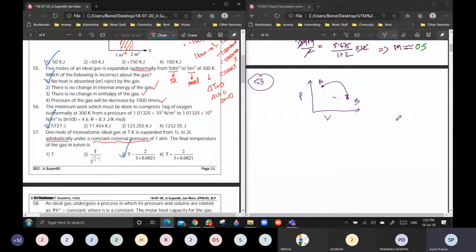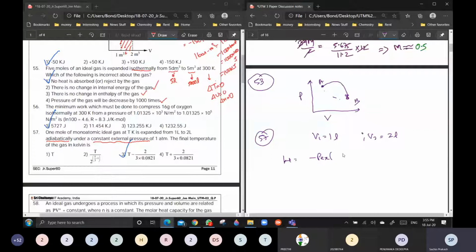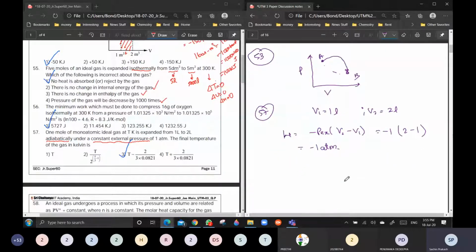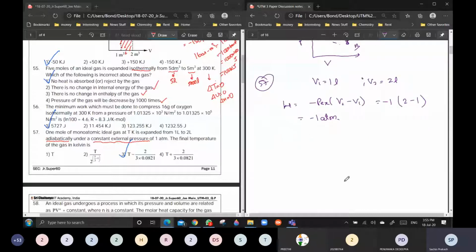Let us do this. It is given in question number 57 that V1 is equal to 1 liter and V2 is equal to 2 liters. So what is the work done? It will be minus of the external pressure times V2 minus V1. It will be minus of 1 into 2 minus 1, which is minus 1 atm liter. It's expansion, so we are getting the correct sign. Now, it is saying it is 1 mole of monoatomic gas at T Kelvin.